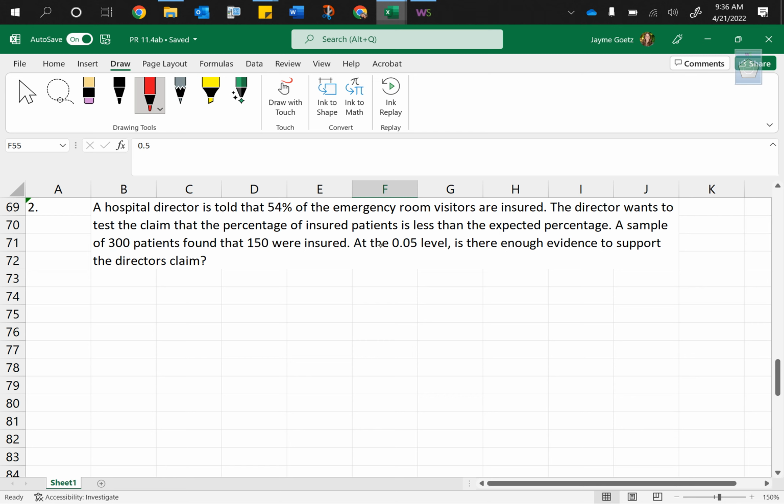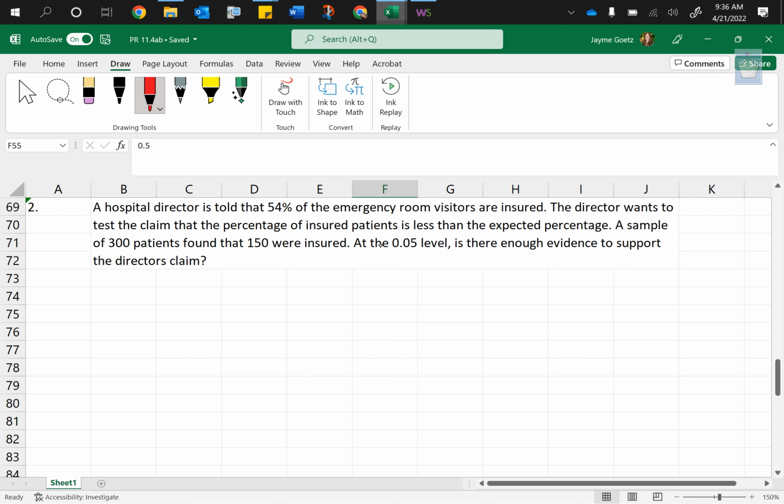The alternative hypothesis has to do with what they're trying to find. The director wants to test the claim that the percentage of insured patients is less than the expected percentage. So what's my alternative going to be? P is less than 0.54. Very good.